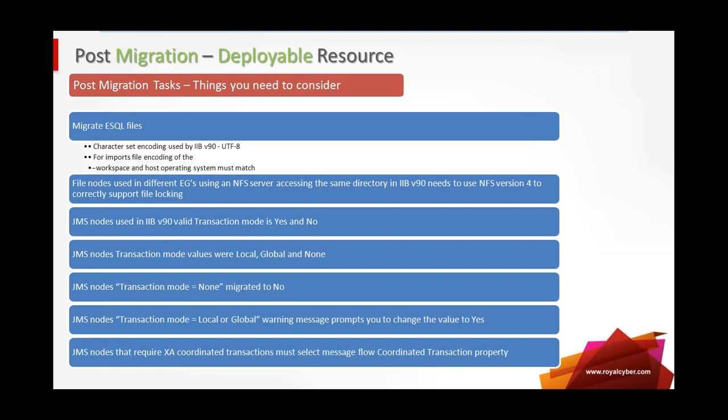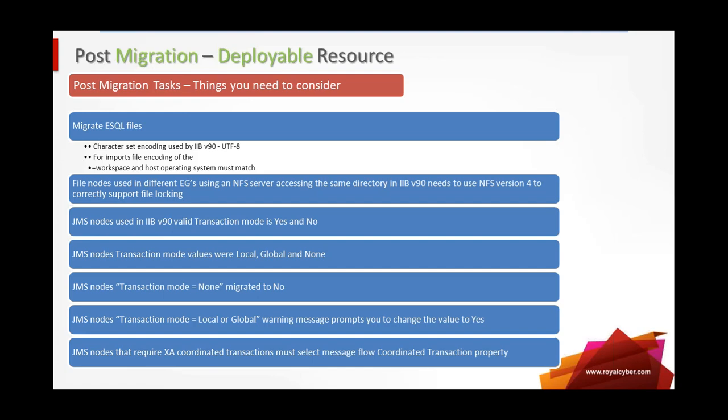Now, the JMS nodes, basically, there are some changes in the transaction mode. Earlier the transaction mode could have 3 values: local, global, and none. Now in IIB 9, it's basically yes and no. So when you migrate, if the transaction mode in earlier flows was none, then it will automatically become no. But if it is local or global, there will be a warning message for you. So you have to change its value to yes, basically. That you have to take care of after migration, right?